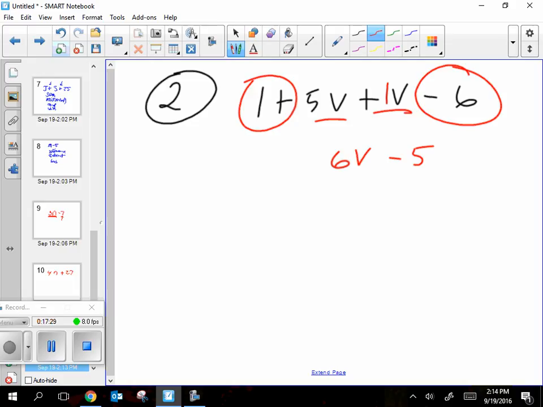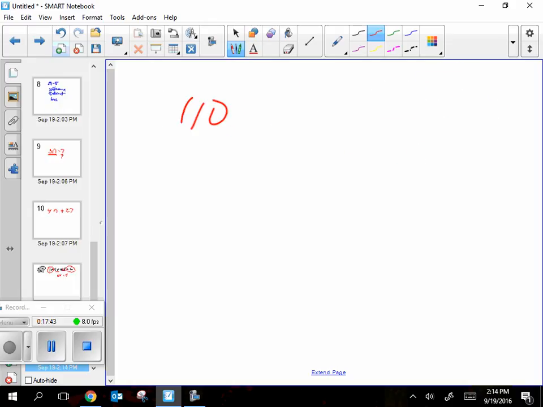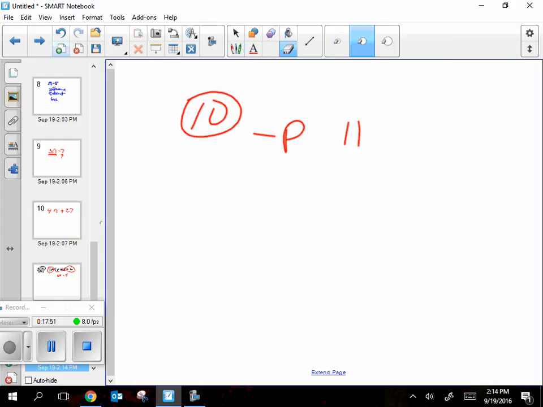Let's skip further and do another, maybe a little bit tougher one because it looks weird. Look at number 10. Mr. CF, would you read me number 10? Is it a minus 11? And then what? Plus 3. Thank you. Now, which ones go together?